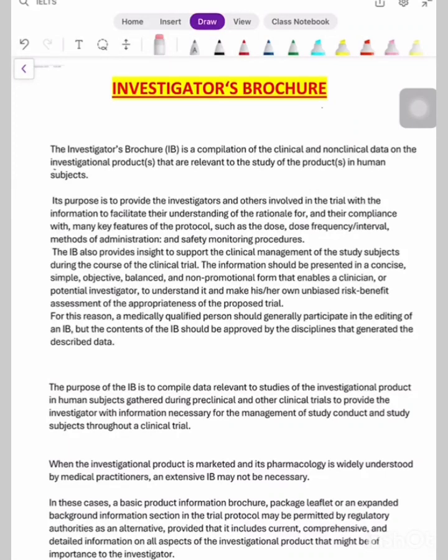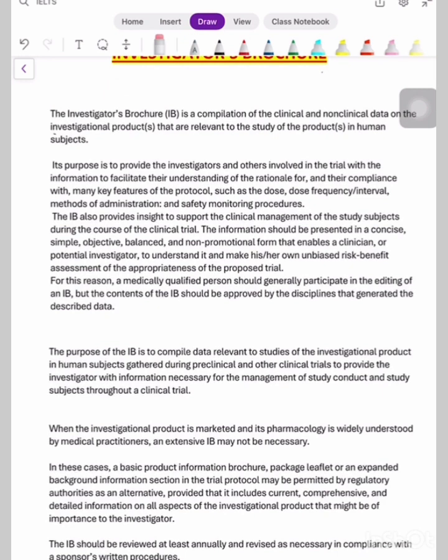Studying about, in this lecture, the investigator's brochure. The investigator's brochure is a very crucial topic under drug development. Let's look at what it is. This definition is given by ICH, the International Council for Harmonisation, under their E6 guideline.